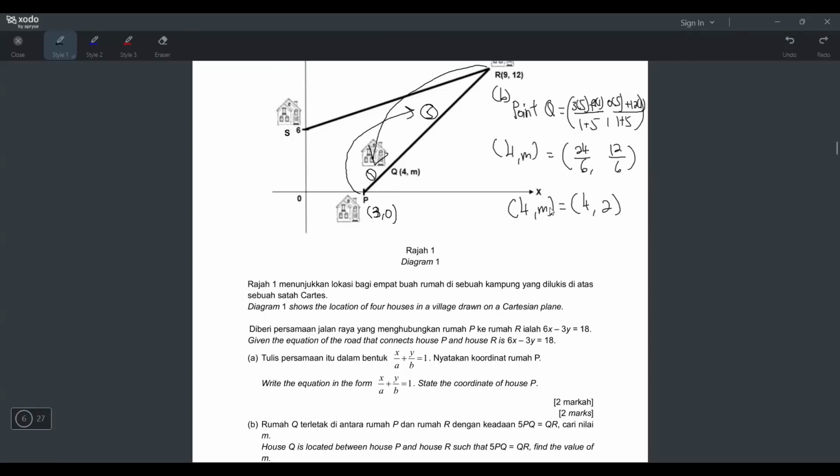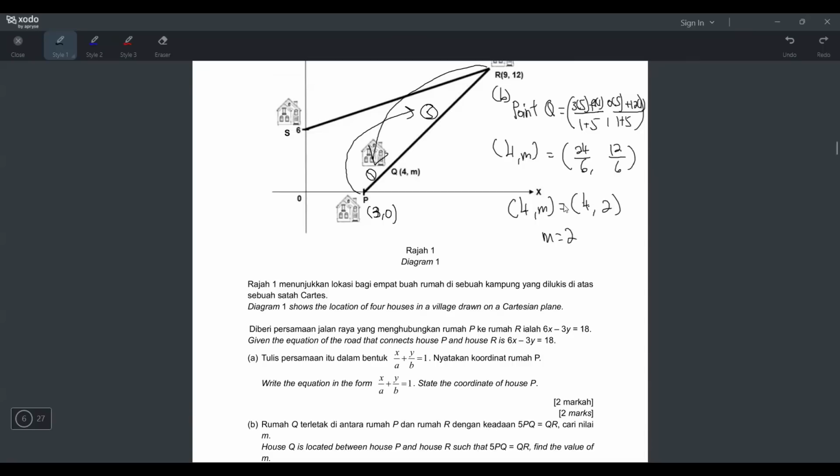Yeah, so now what you can do is you can compare your answer, right? So when you compare, you will take the x coordinate, compare with the x coordinate, but you don't have to do that already because it's already 4 equals 4, right? So what they want you to find is m. So the m is very obvious, it's 2, right?